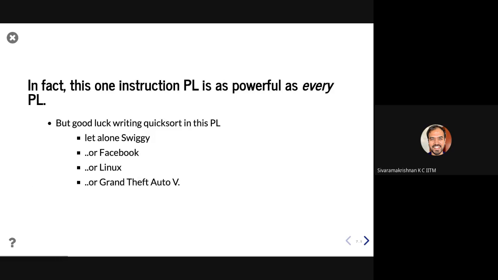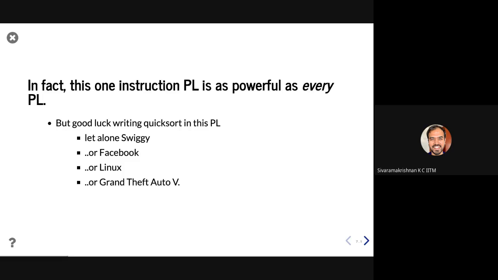So why am I introducing this very silly language, right? There is a very important reason. This one instruction programming language, or this abstract machine, is as powerful as every other programming language. What do I mean by that? It's Turing complete. You can express any program in this one instruction programming language that you can write in every other programming language, right? So it's actually a very powerful notion.